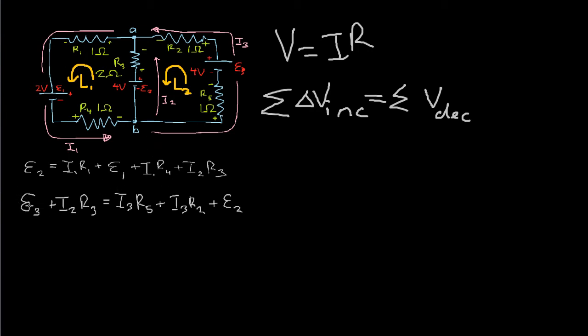Let's check loop 2. 1, 2, 3, 4, 5. 1, 2, 3, 4, 5. Alright, so everything's included. Now, we need one more equation, and you'll see it comes in mighty handy.